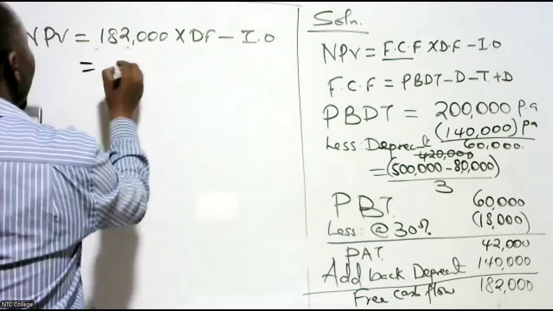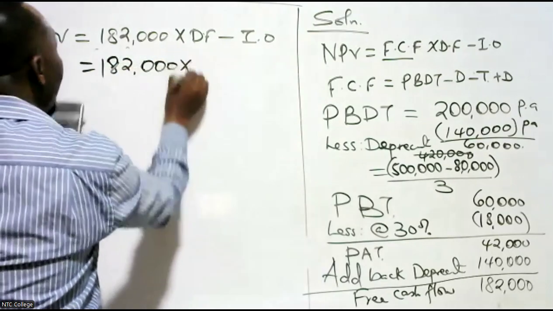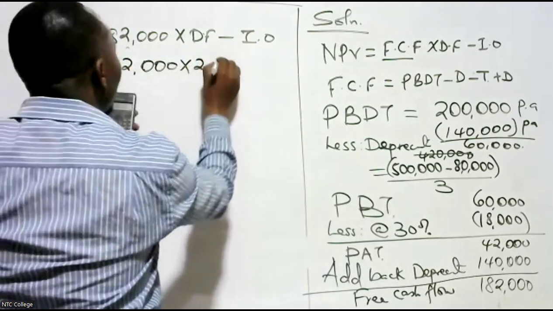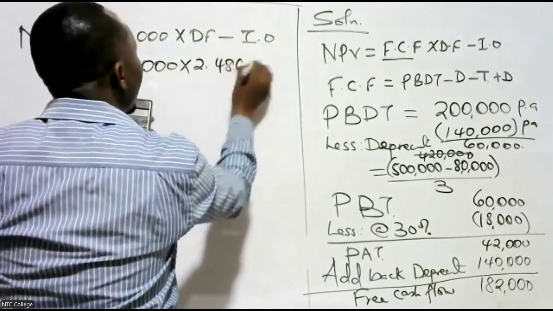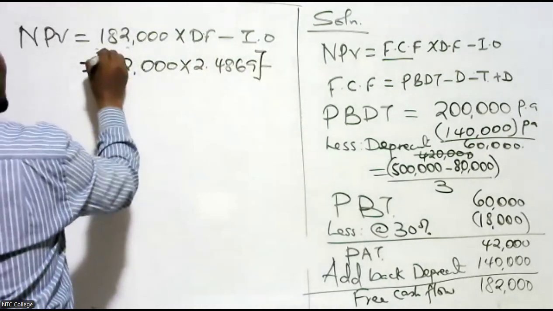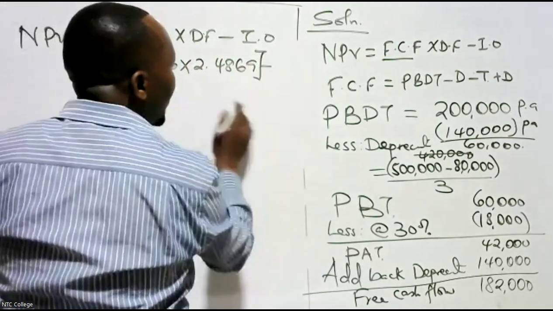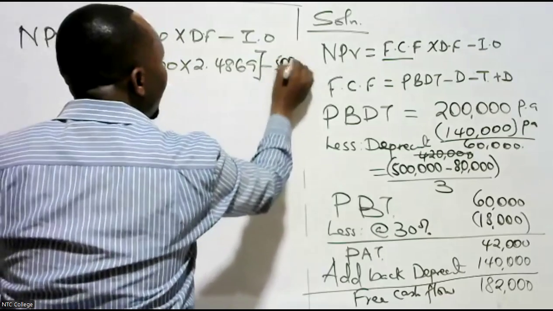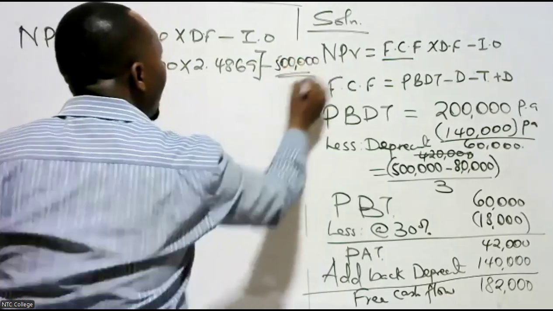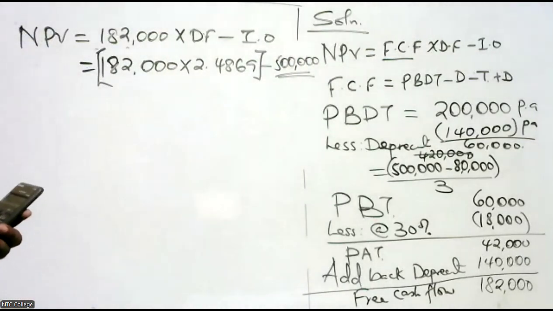As 182,000 times 2.4869 minus, so all of this you calculate first, you use BODMAS, then now you come and subtract the initial outlay, which was 500,000. We have not forgotten, right? We have not forgotten. But to me, if I calculate this, it is coming to be something like 452.